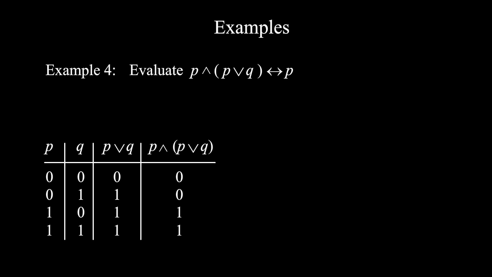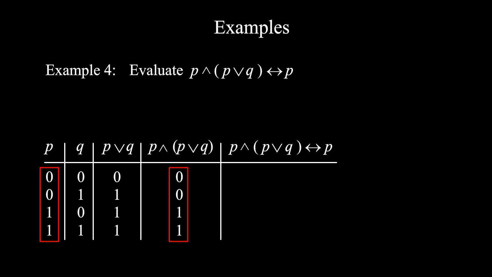Finally, we evaluate the main proposition in the last fifth column. Look at the first column and the fourth column. If their values are the same, then put ones in the fifth column. We see that we get all ones for this proposition.